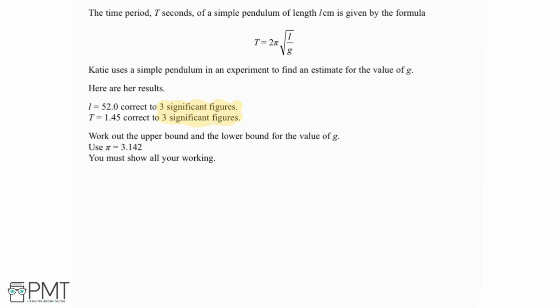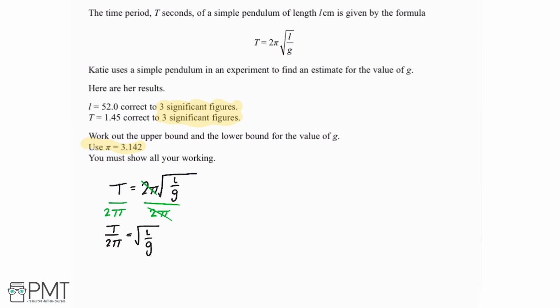We need to work out the upper bound and the lower bound of the value of G, using pi equal to 3.142. So we want to know what G equals to. I'm going to take this formula and rearrange it so we get G equals something. First, I'm going to divide both sides by 2 pi. So the 2 pi here and here cancel, leaving us with T over 2 pi, and that equals the square root of L over G.